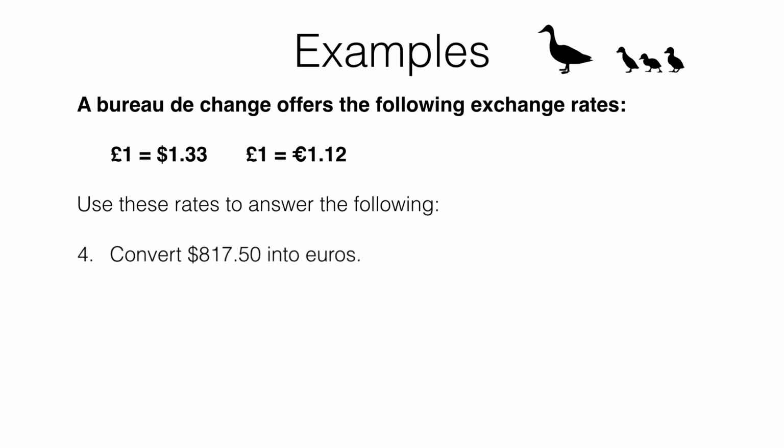Here's question 4. This time we want to convert $817.50 into euros. So just like in the previous example, we're going to have to do this in 2 stages. We're going to have to convert the number of dollars we've got into pounds first, and then convert that number of pounds into euros using this second exchange rate. Pause the video and have a go at this for yourself.